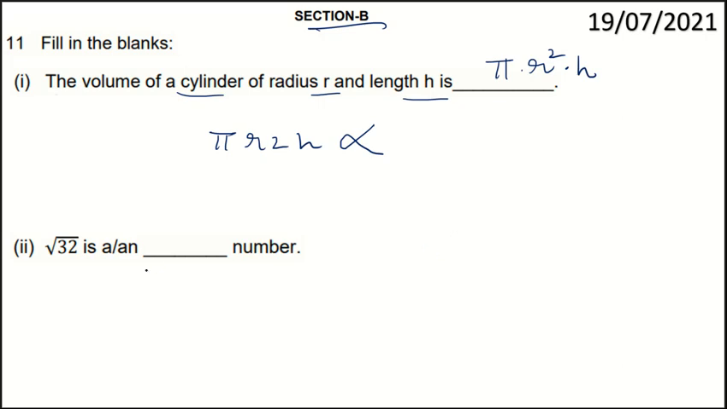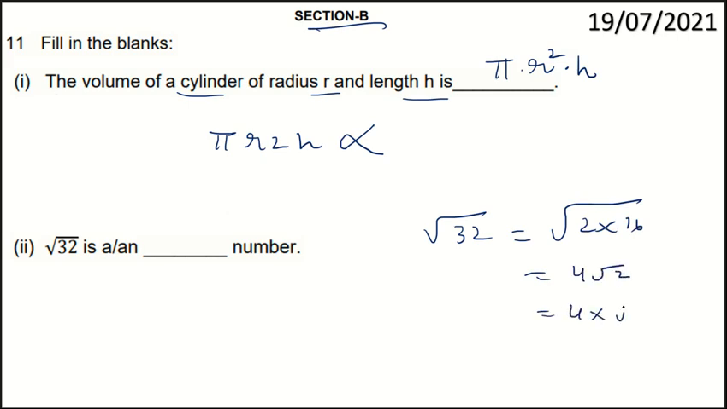Okay? Moving on to question number 2. Root 32 is a dash number. Root 32, if you find out, it is 2 into 16, it is 4 times root 2. It is 4 into root 2, clearly root 2 is an irrational number, 4 is a rational number, and the product of a rational and an irrational is an irrational number. So, the right answer is irrational number. Okay.